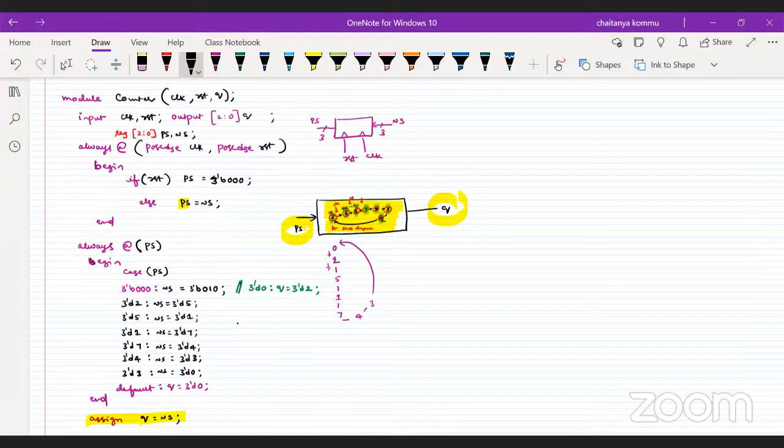So if Q is available, if it is there in this particular always block, anywhere in these two always blocks, then we should write it as a register data type. Otherwise, it's not necessary. We should not write it in the form of a register data type. Simply it is an assignment statement.